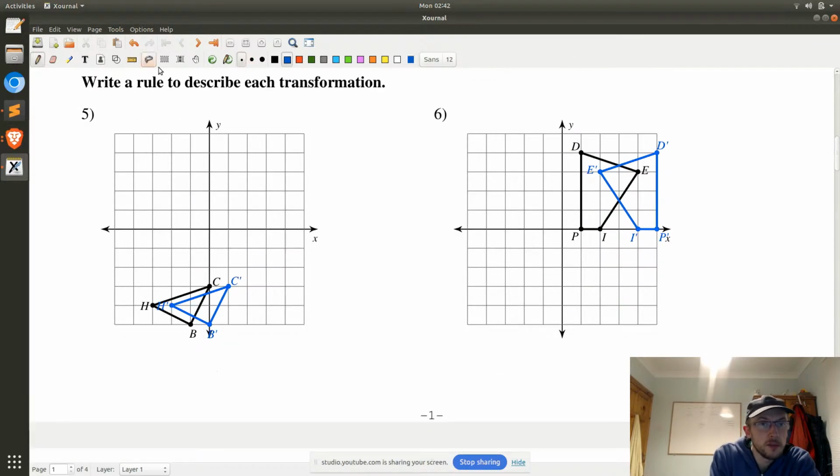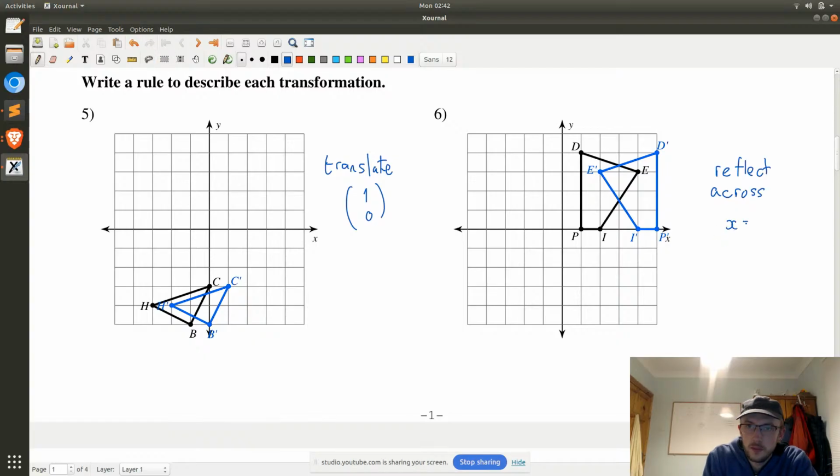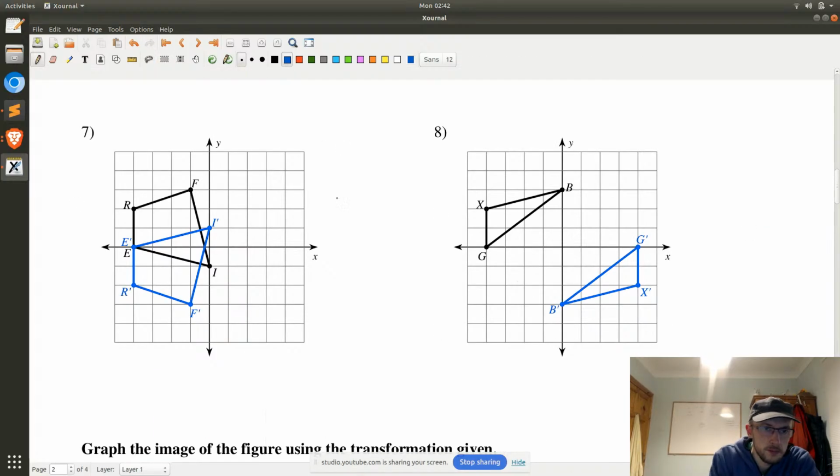Write the rule to describe each transformation. Reflect... oh no, that's not a reflection. Hold on. Oh yes, it is. And this one.